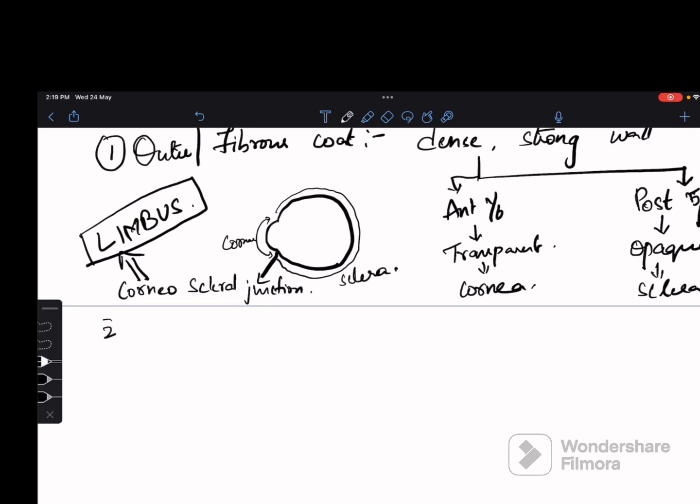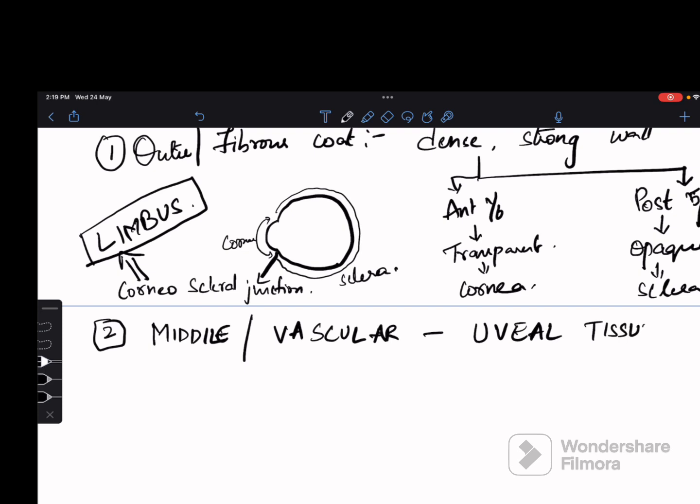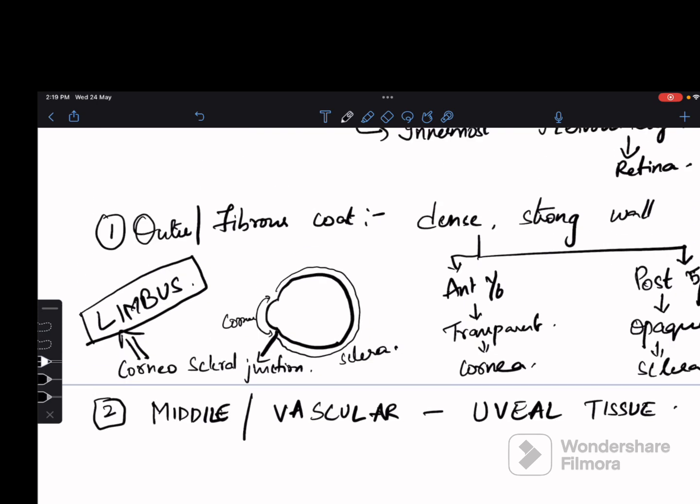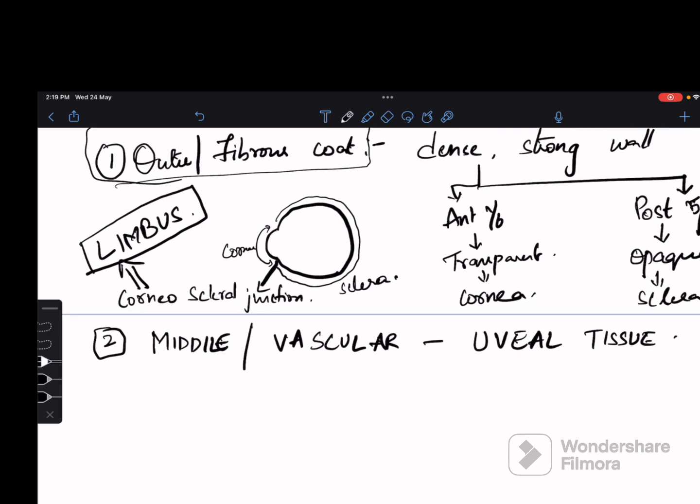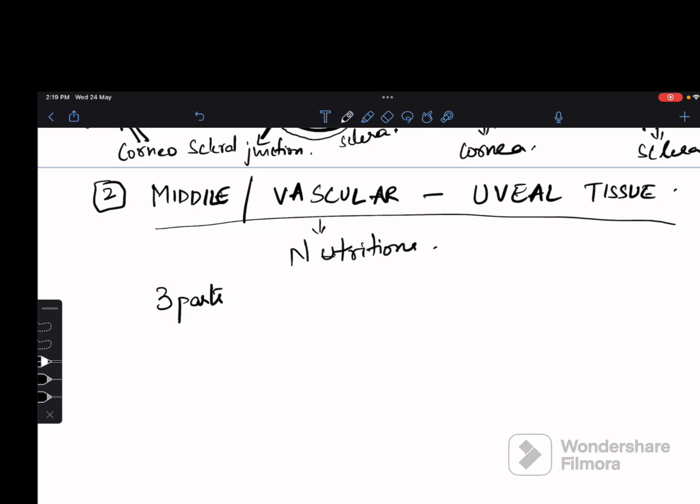Coming to the second, that is your middle coat. What is the middle coat? Otherwise called the vascular coat, and its specific name is uveal tissue. So the outermost layer was your fibrous coat. Its function was protection of the intraocular contents. Now this is the middle vascular uveal tissue. What is its function? It supplies nutrition to various structures of the eyeball. Now this uveal tissue consists of 3 parts. The 3 parts are your iris, your ciliary body, and the choroid.